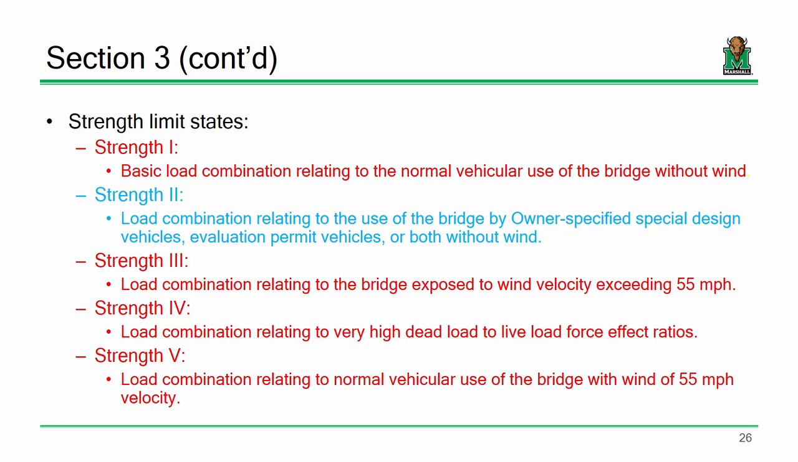What does Strength 2 say? Strength 2, load combination relating to the use of the bridge by owner-specified special design vehicles, evaluation permit vehicles, or both, without wind. The idea is this is the code's way of saying if you're Kentucky, or Nebraska, or wherever, and you've got to use a heavier vehicle, use Strength 2. And usually state specifications who use heavier vehicles, they're writing around this is essentially what they're doing. Sound good? All right.